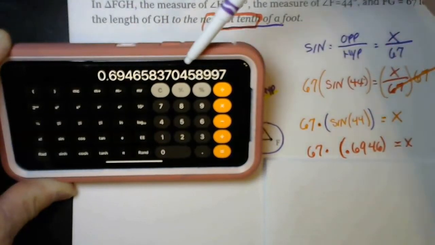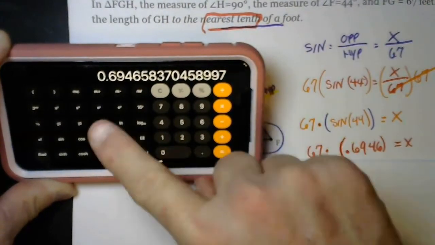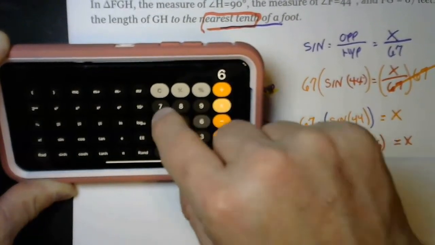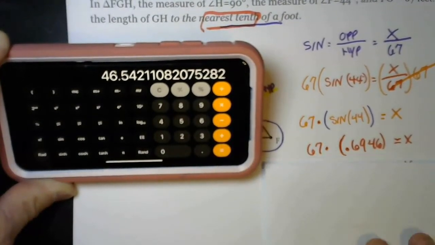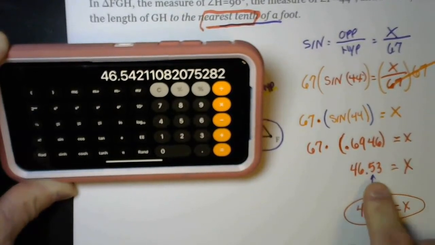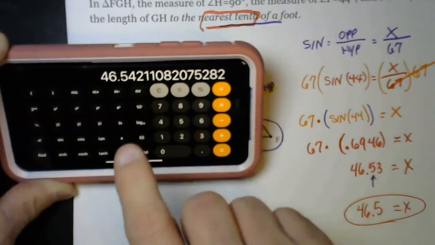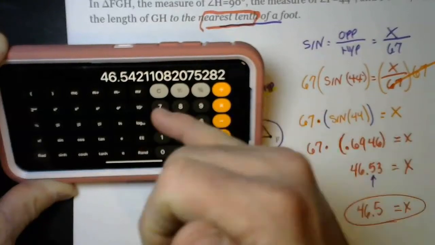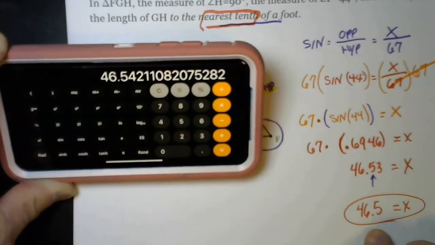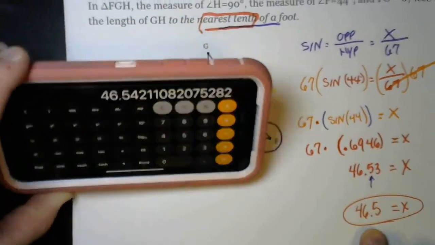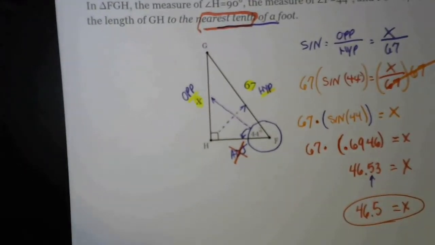Well, all that's already entered in my calculator, so I'm just going to press times 67, enter. And you'll see that gives me the same answer. That gives me 46.54. It's a little bit of a rounding difference here because we left all those 12 digits or whatever in there. But we still get 46.5 equals x, just like we did on the classroom calculator.